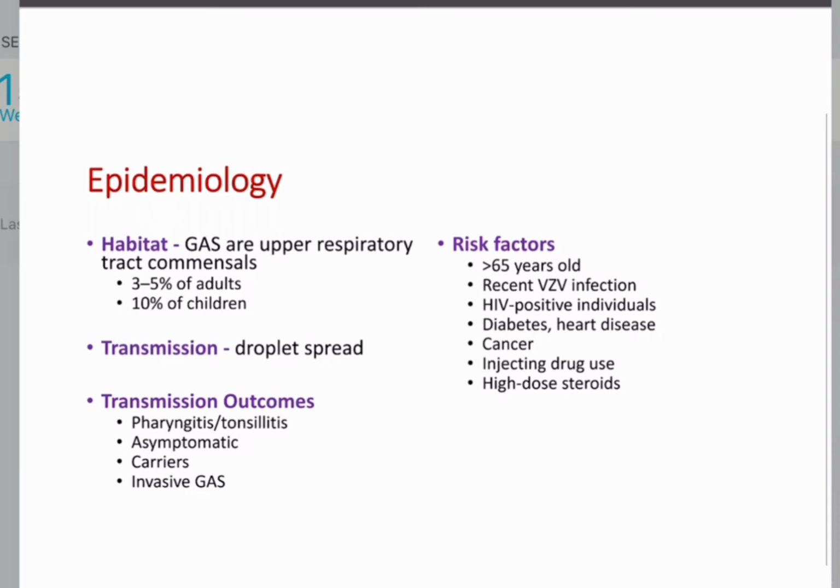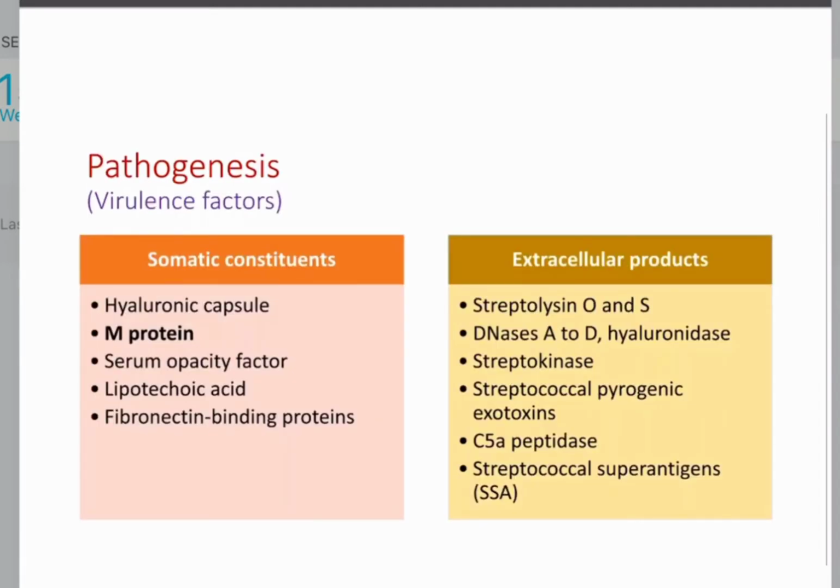Apart from it, there are various extracellular products or the enzymes or the chemicals or the proteins which are being secreted, which can lead to the enhancement of the disease or symptomatology. Among these, streptolysin O and S, but we will be coming to it. So streptolysin O and S, DNases A to D, then streptokinase, then certain pyrogenic exotoxins are part of the extracellular products along with the streptococcal superantigens. The important ones we are going to discuss in subsequent slides.